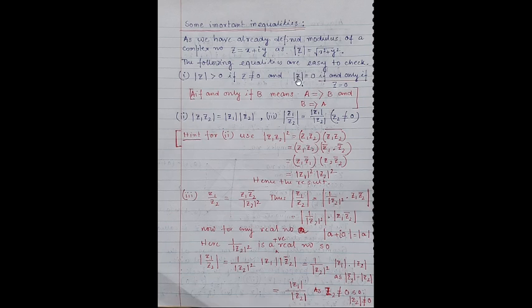Now if mod Z is 0, this quantity, root over x square plus y square, is 0. If you square them up, you get x square plus y square is 0. Now x square and y square are both non-negative numbers, and the sum of two non-negative numbers is 0, so definitely each of them is 0. That means x square is 0 and y square is 0, so x is 0 and y is 0. So both real part x and imaginary part y are 0, which implies Z is 0.